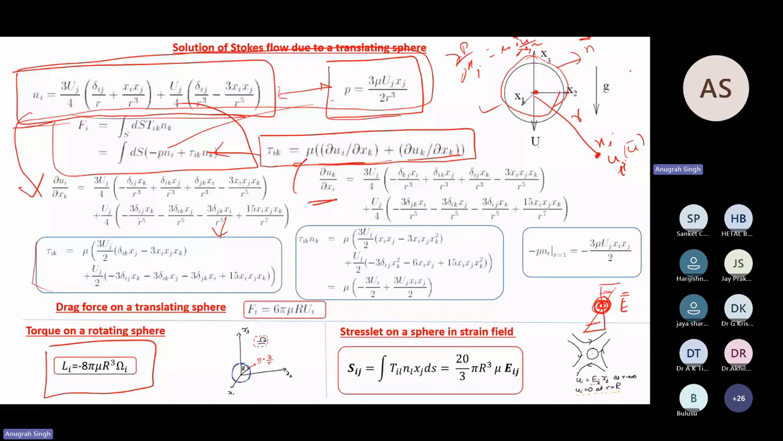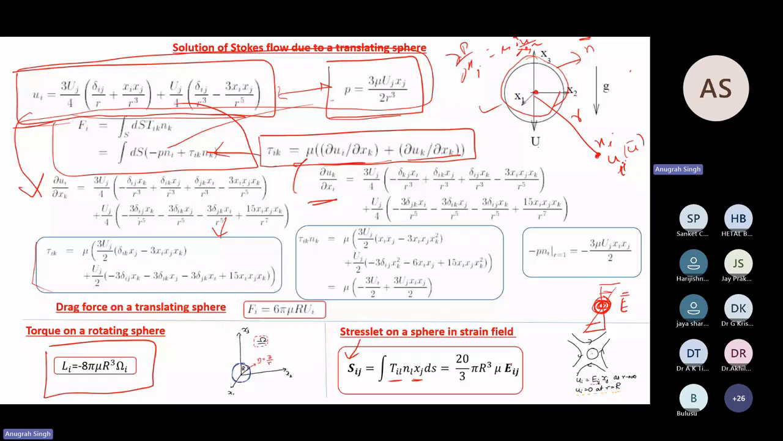What will be the stresses? And stresslet is the symmetric part of the first moment. So it's not the total. This is your stress, and xj is the distance of any point from the center. So this is the first moment of stress, and the symmetric part is called stresslet. In the same way you can find a solution for stresslet, and if you have imposed eij, it will be this.